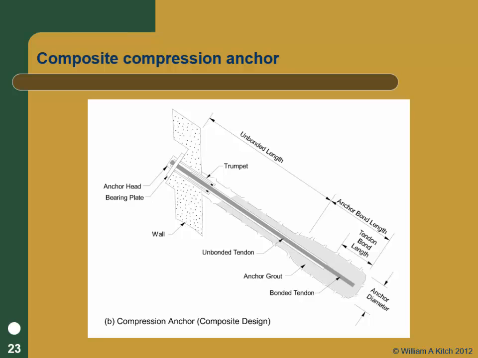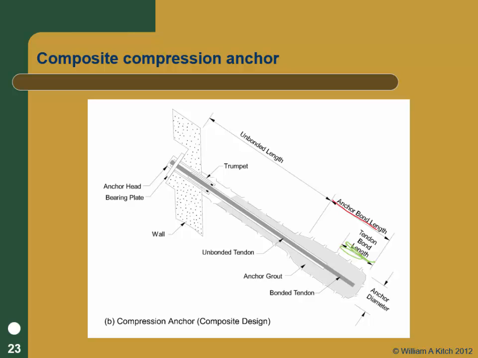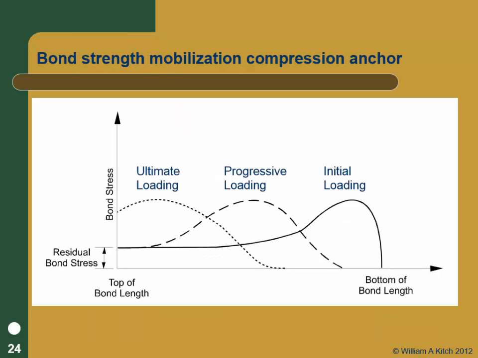The third system is a composite one where you have a tendon bond length that has a finite size, and you have an anchor bond length that's still larger than that. So in this case, you're going to start transferring load in the middle of it, and this part of the anchor will be in compression, and the back part of the anchor will be in tension. So those are the three different kinds of anchors you can put in.